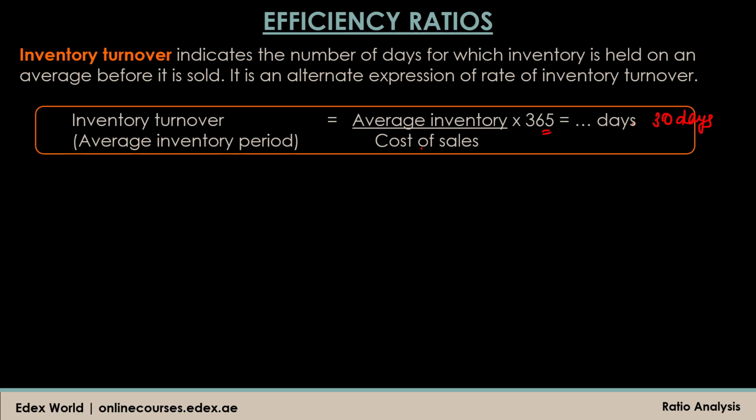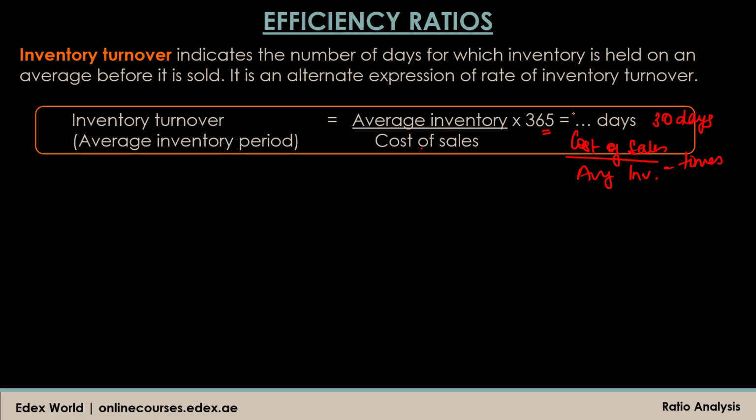So after 30 days, we may fall short of inventory. This is an average number. On an average, the business is holding 30 days worth of inventory that can be sold. I told you this is related to the rate of inventory turnover. Why? Because if you remember the formula for rate of inventory turnover, it was cost of sales divided by average inventory, which is just the reciprocal of this formula in times. And this is the other way, in days. The analysis for both these ratios are same. It's just a different way of expressing.